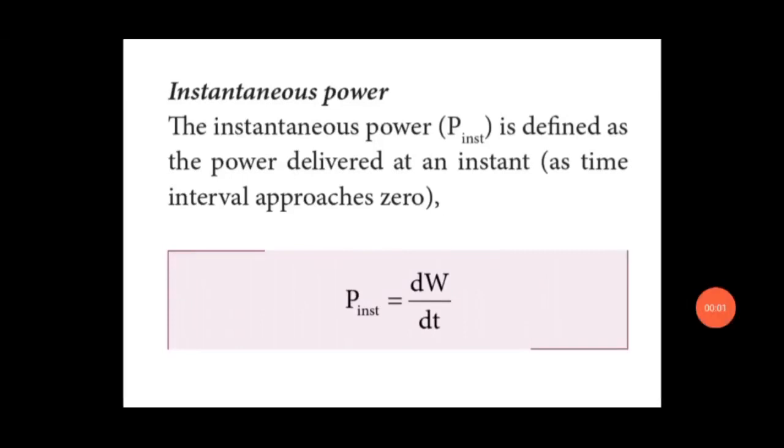Next we are going to see the instantaneous power. You know what instantaneous is, that is, at an instant of time how much power is delivered. The instantaneous power is defined as the power delivered at an instant, that means the time interval approaches 0. So P_inst is equal to dW by dt. This is the instantaneous power.